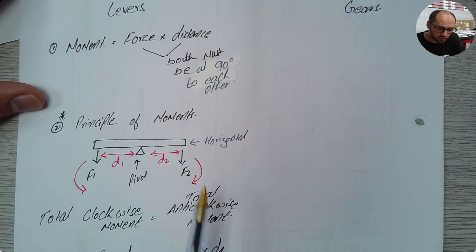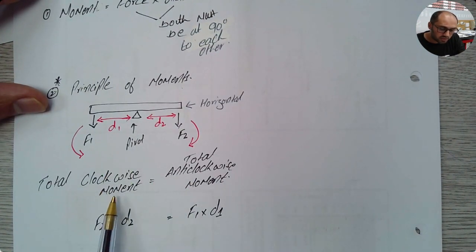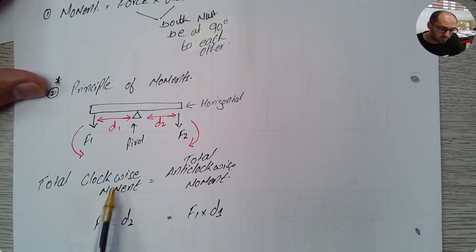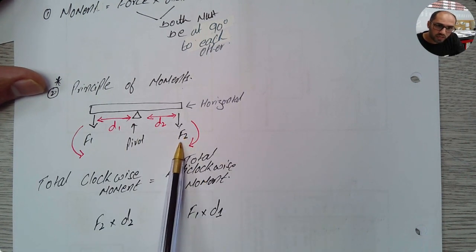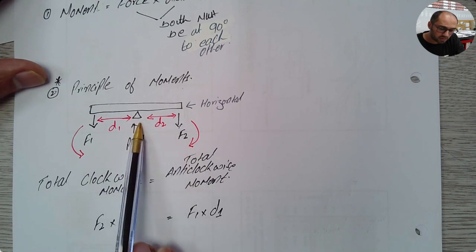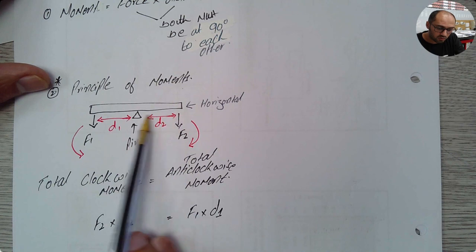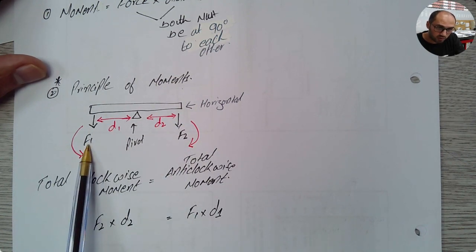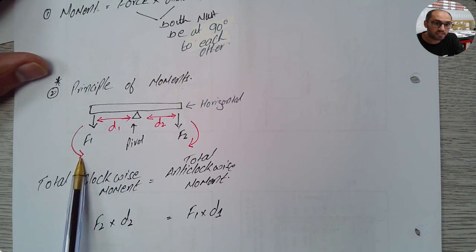For this wooden bar to remain horizontal, this condition must be fulfilled, and that says total clockwise moment must be equal to total anti-clockwise moment. So let's have a look at this diagram again. I've got a force called F2 on the right side. It is at a distance D2 from the fixed point called pivot. So it will make this bar rotate clockwise. I've got another force on the left side, which is F1 at a distance D1 from the pivot. This force will make it rotate anti-clockwise.